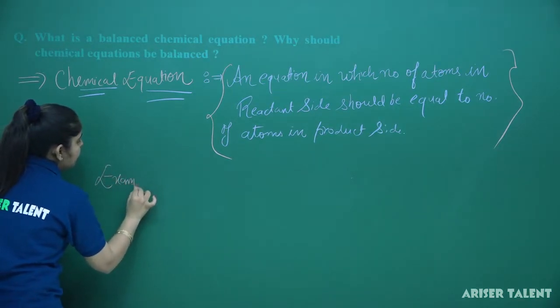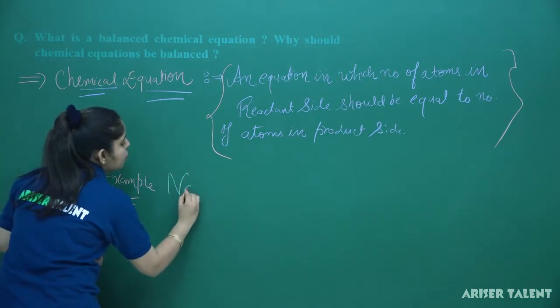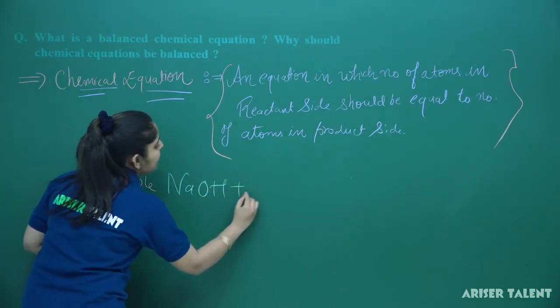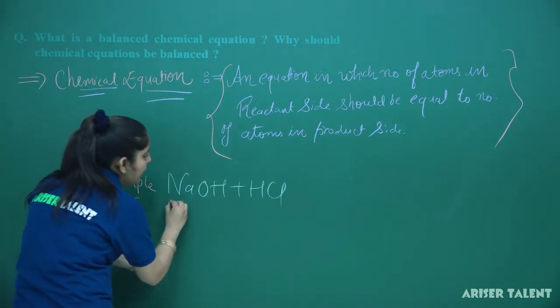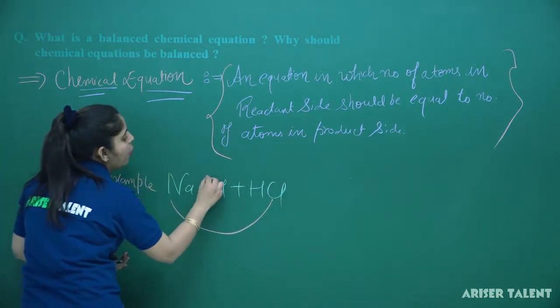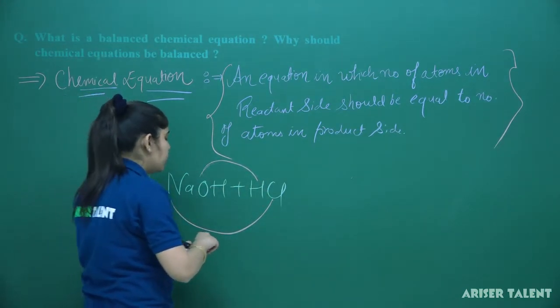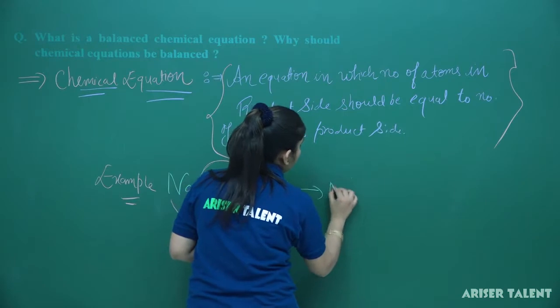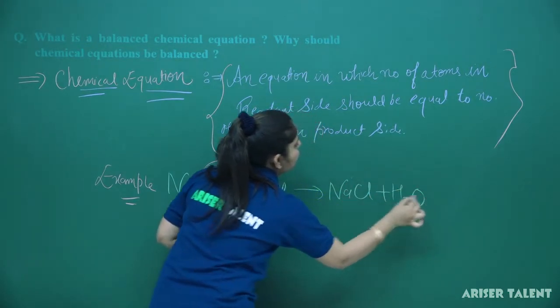Now, we will understand this with an example. If I am reacting sodium hydroxide with HCl, then what will happen? Na is going to react with Cl and OH will make water by the formation of an H2O molecule. So, the reaction will be NaCl plus H2O.